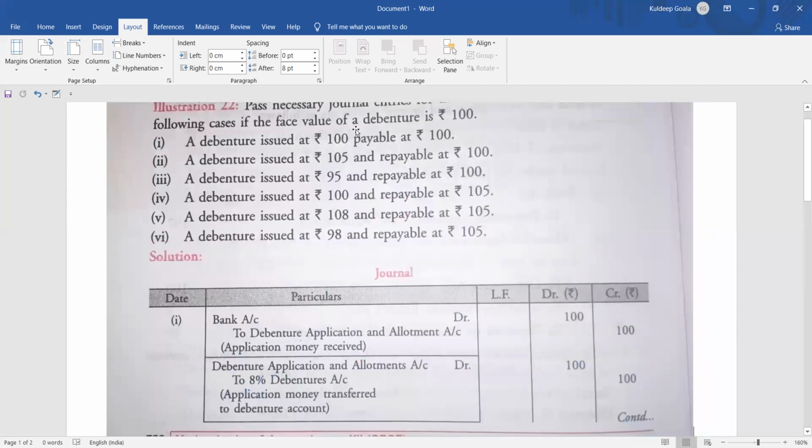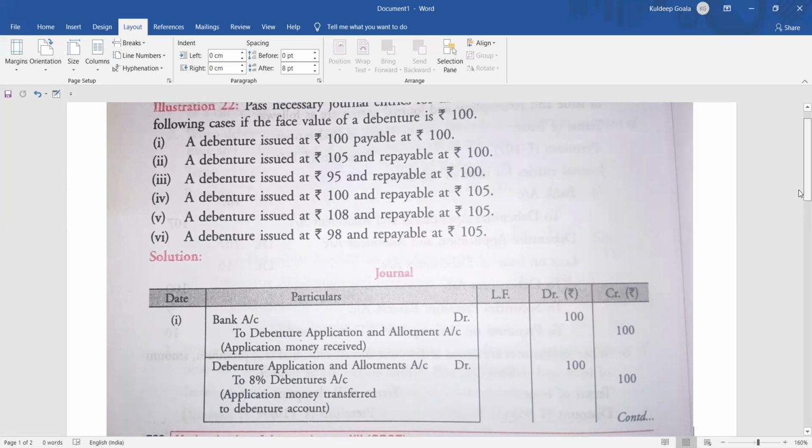While repaying, how much are we repaying? We are repaying 100 rupees. So 5 rupees extra value, but remember it is not premium. When will it be premium? If it is more than the face value. The face value is 100, and we repaid 100. If we repay more than 100, then it will be called premium. Here we are repaying at 100, so it will be par. There will not be any loss, only a discount.